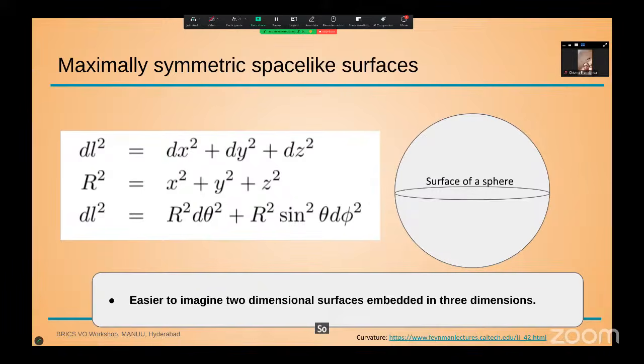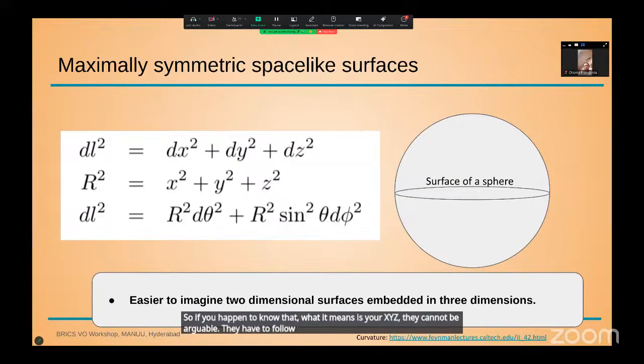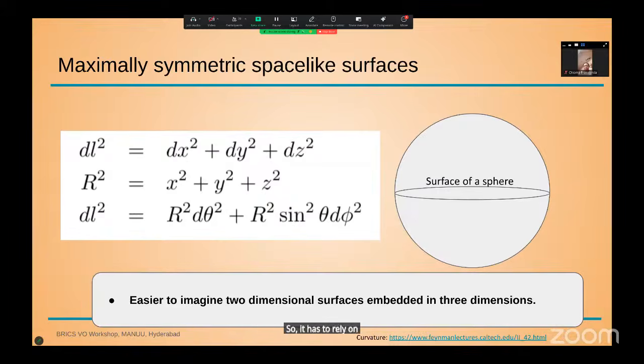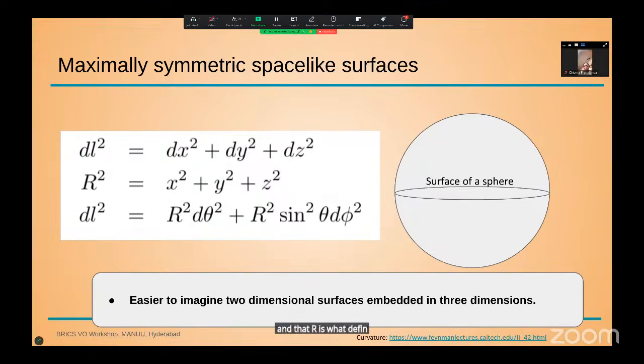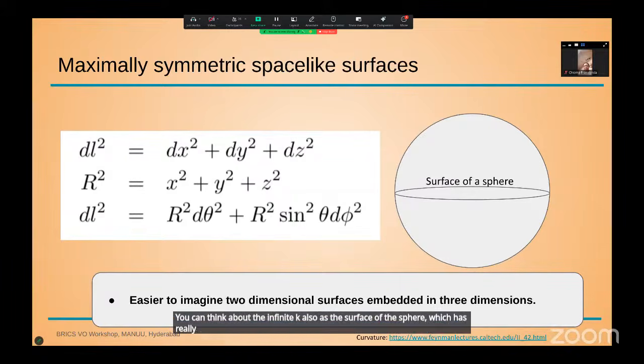So if you have to do that, what it means is your x, y, z cannot be arbitrary. They have to follow something called a constraint equation. It has to lie on the surface of the sphere. So these x, y, z have to obey an equation: R squared is x squared plus y squared plus z squared. And that R is what defines the radius of curvature of this surface. You can think about the infinite plane also as the surface of a sphere which has really large curvature.